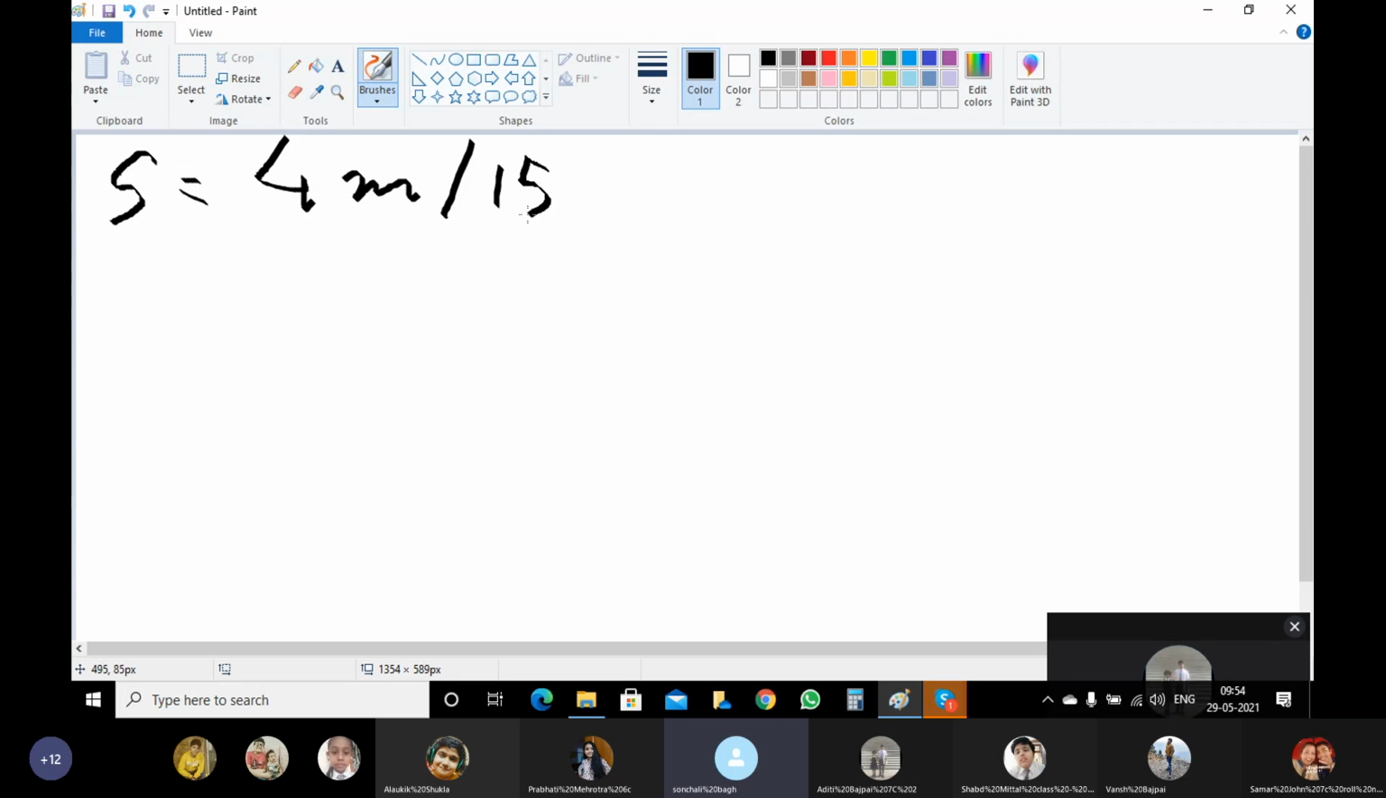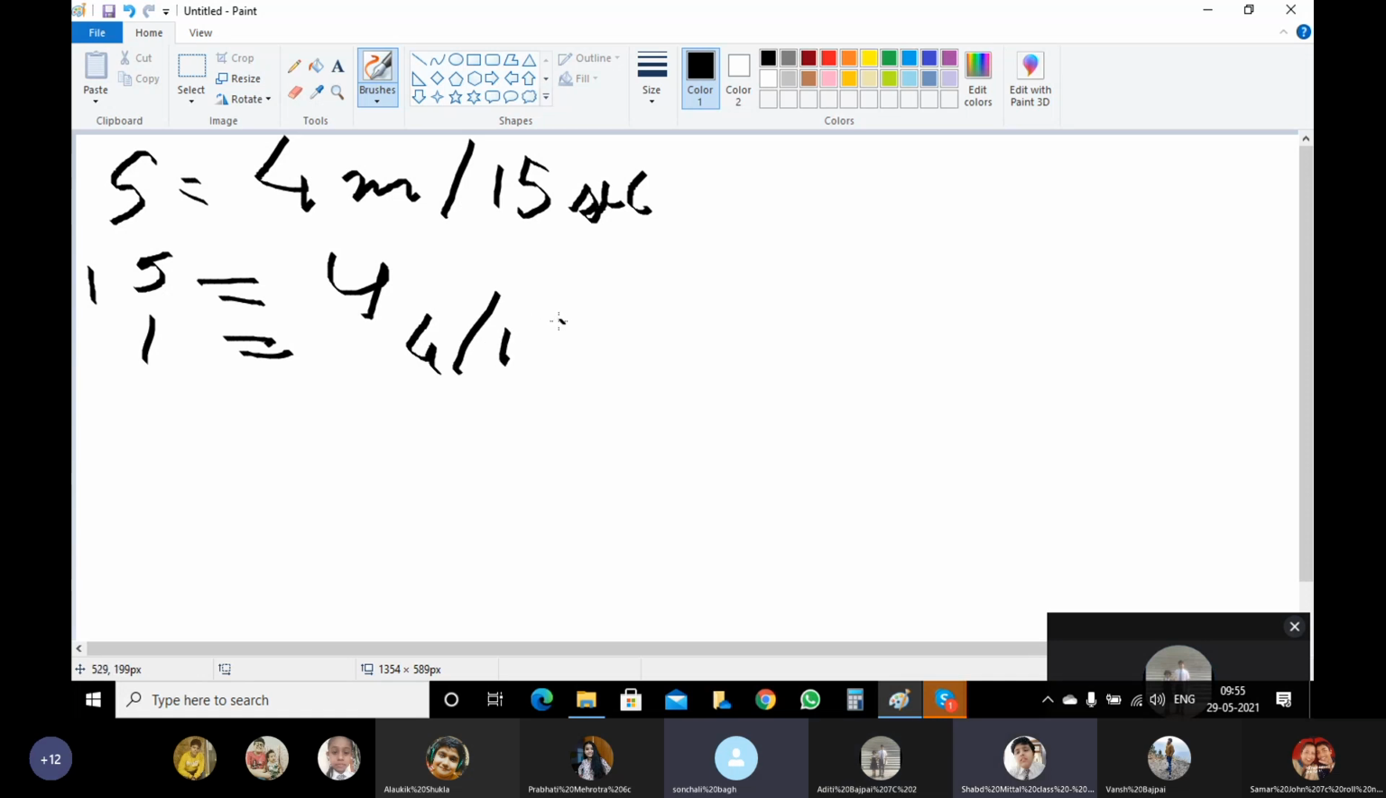That means 1 second is equal to how much meter? In 15 seconds it's moving 4 meters. Then in 1 second it will move 4 upon 15 meters. Understood this much? Yes, ma'am. Okay, now let's move ahead.